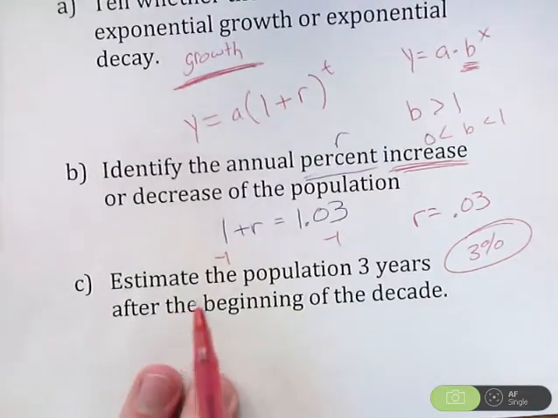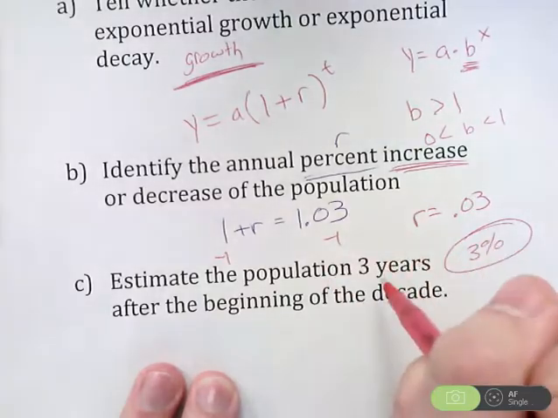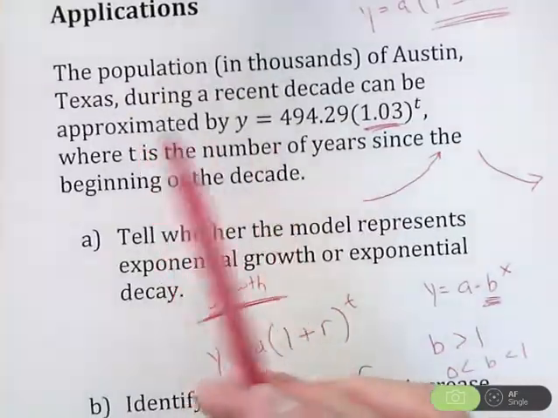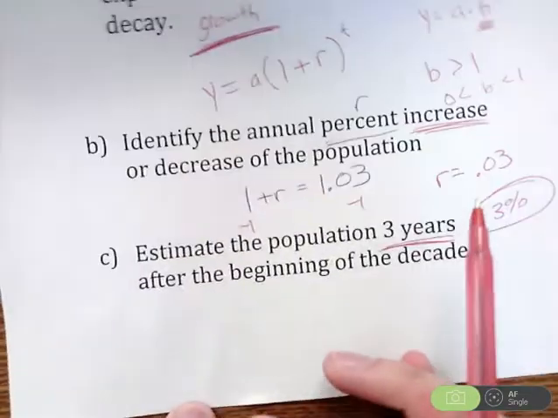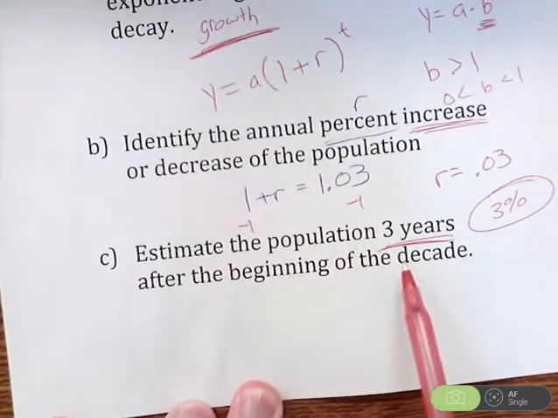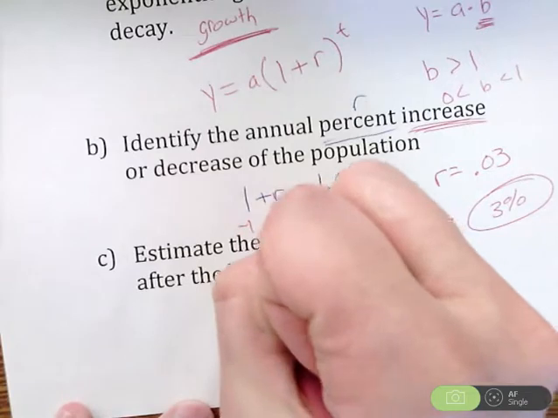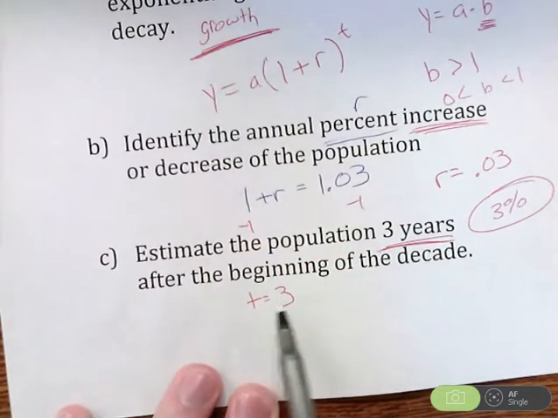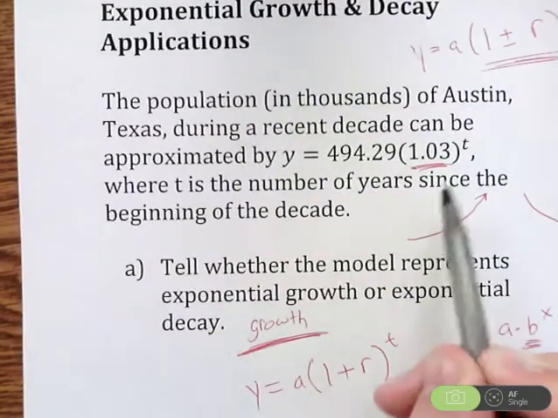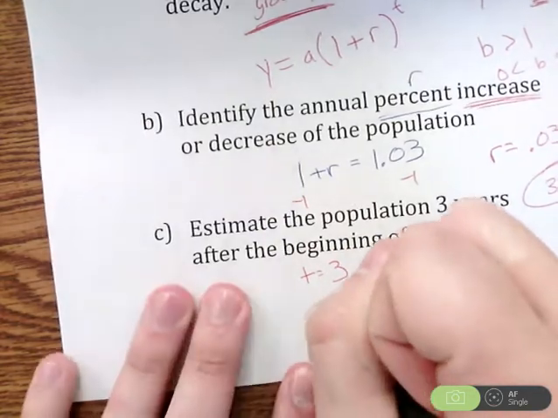Part C here says estimate the population 3 years after the beginning of the decade. So what I'm given here is a time. So looking at the equation, t is the number of years since the beginning of the decade. Well, they want to know what's the population 3 years after the beginning of the decade. So they're telling us t is 3. So all we have to do is take this value and plug it into this equation.